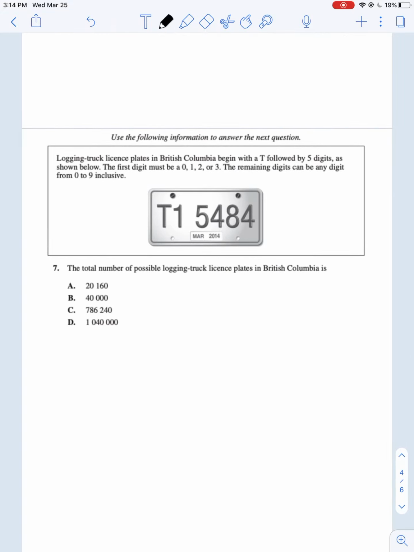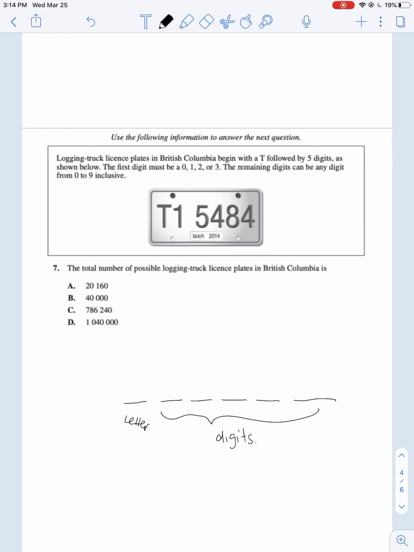Okay. The next one here: logging truck license plates in British Columbia begin with the letter T, followed by 5 digits, 1, 2, 3, 4, 5, as shown below. So we have a letter, and then these guys are 5 digits. The first digit must be a 0, 1, 2, or 3. The remaining digits can be any digit from 0 to 9 inclusive.